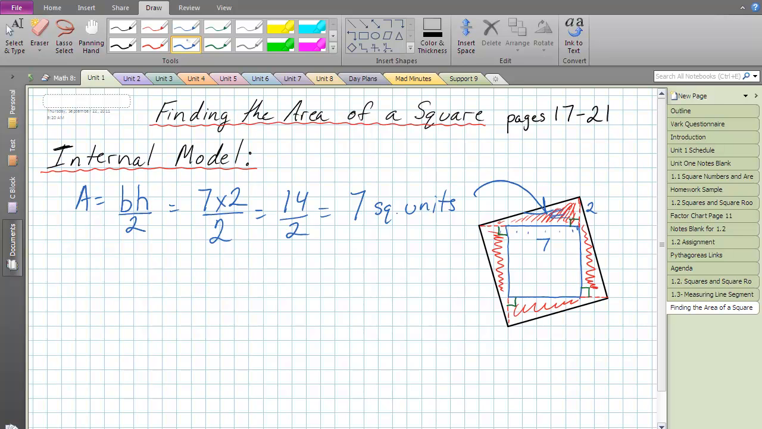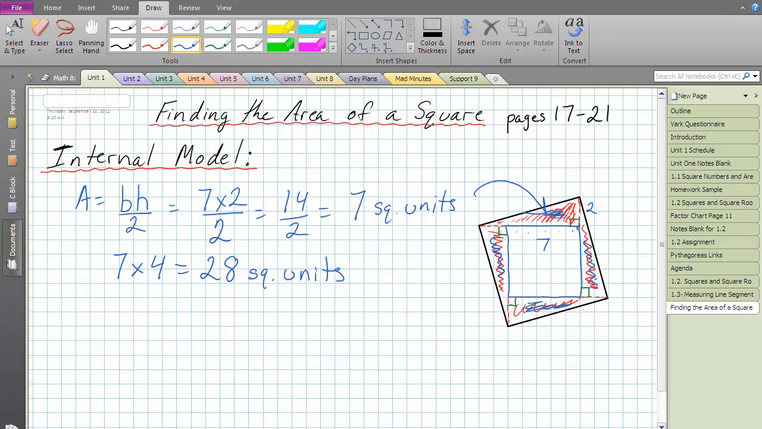Now all 4 of these triangles are identical. So now that we know the area of one, we multiply that by 4. So we take 7 times 4 gives us the area of all 4 of those triangles, which is 28 square units. Alright? So now, once that is done, we have the combined area of these 4 triangles.